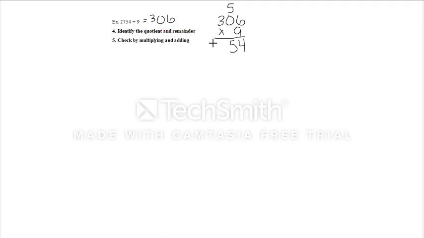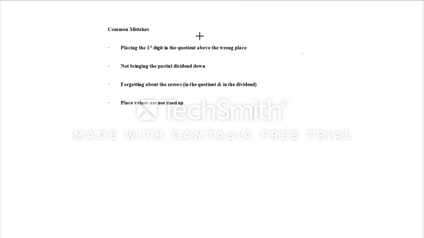And 9 times 3 is 27. Did I get my original answer? I did, so I did it right. Yay. Okay, make sure you have your success criteria written down. Let's do some practice problems. Actually, let me show you some common mistakes first.